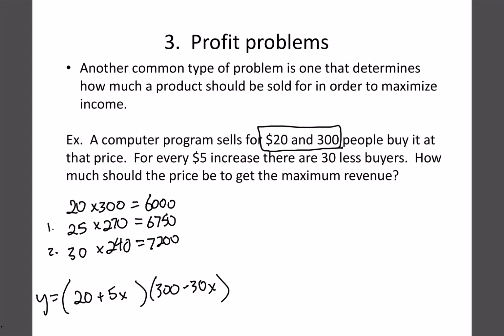So you want to put in, for your graph, 20 plus 5x for your one equation, and 300 minus 30x for your second equation. Graph that. You're going to have to probably make your window size a lot smaller. So we don't need our x to be very big. Probably up to 10 is good enough. And our maximum, you can see we're in the $6,000 to $7,000 range. So let's make it about 8,000 should be good enough. And let's try graphing that.